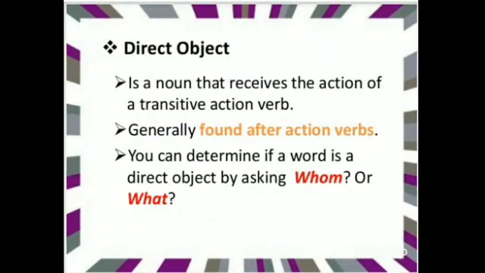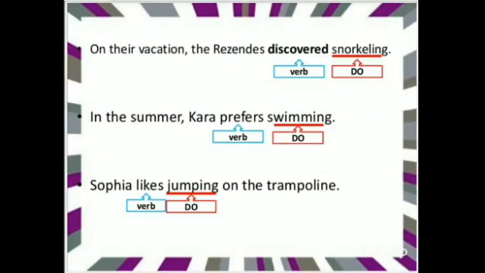The next function is that it acts as the direct object. It is a noun that receives the action of a transitive action verb, generally found after action verbs. You can determine if a word is a direct object by asking whom or what. On their vacation, the residents discovered snorkeling. The verb is discovered and snorkeling is what they did.